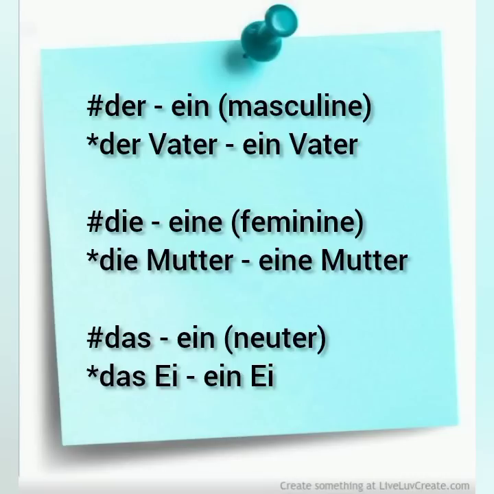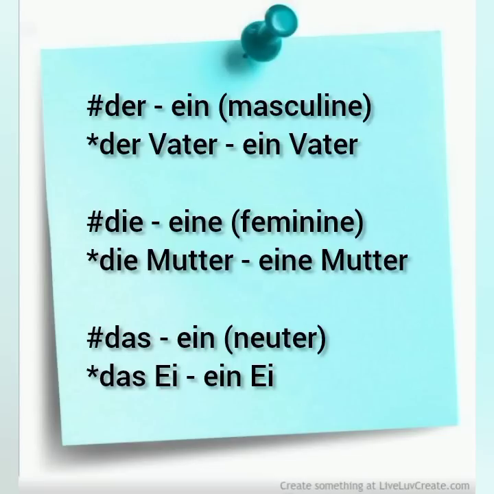Okay, how about for feminine? For feminine, the indefinite article for die, D-I-E, is eine, with ending E. So we have die Mutter, the mother. Now its indefinite article is eine Mutter. Die Mutter, the mother. Eine Mutter, a mother.